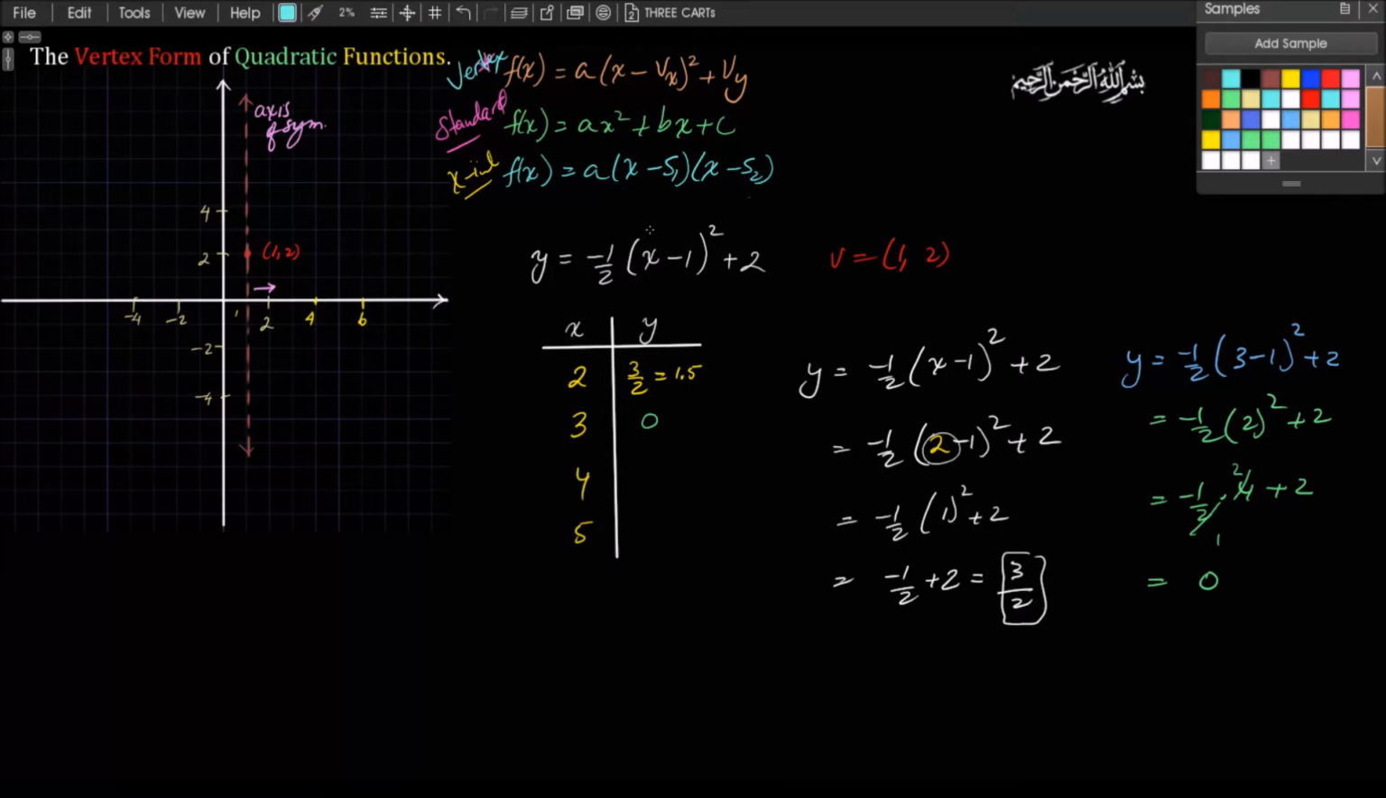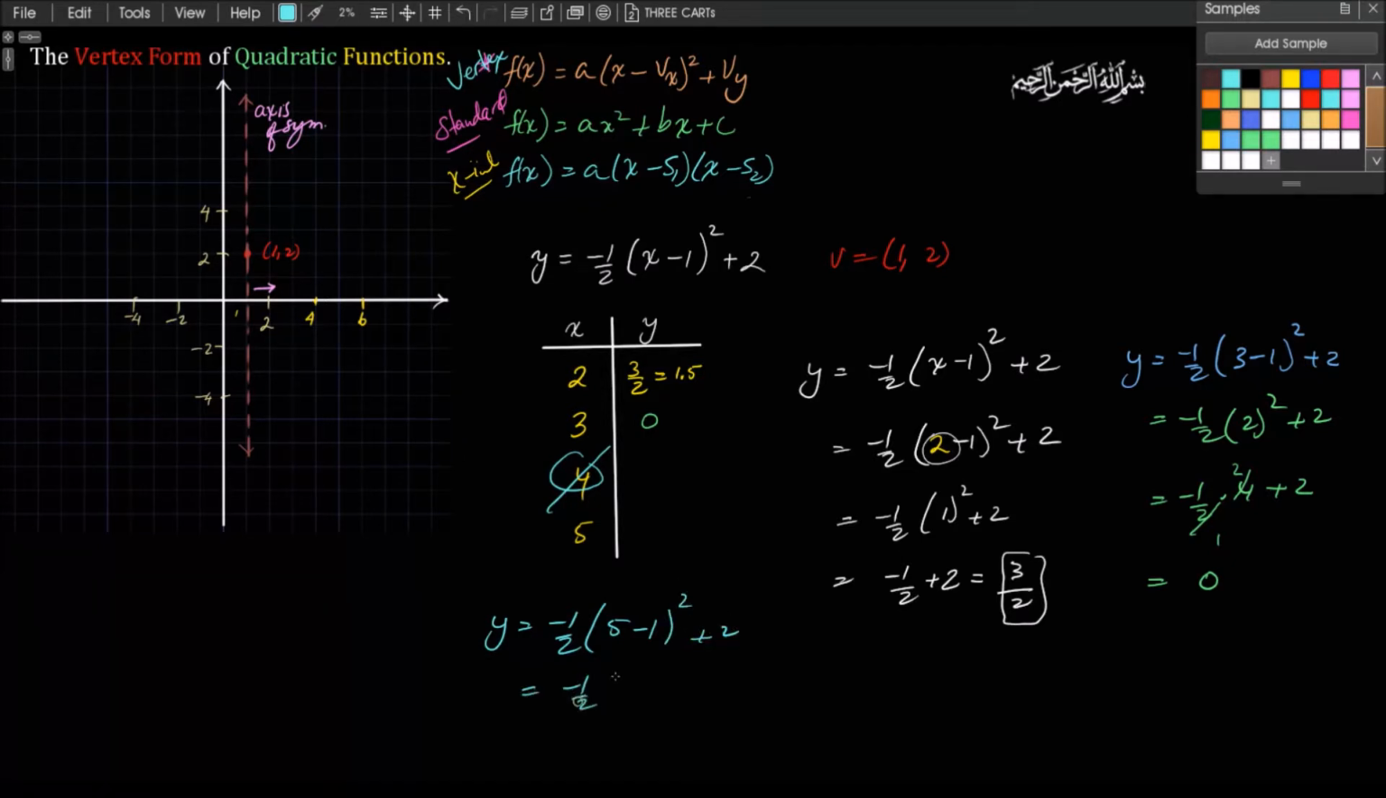In the same way, if you pick 4 over here, you get 4 minus 1, that's 3, and that's not going to be a friendly number. But if you pick a 5 over here, 5 minus 1, that's 4. 4 can be divided by this 2. So it looks like odd numbers here are going to do pretty good. So let's get another point here. So y equals negative 1/2 times (5 minus 1), because I skipped this 4, because that's going to give us a fraction, squared plus 2.